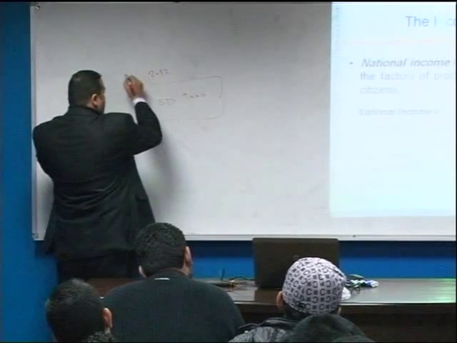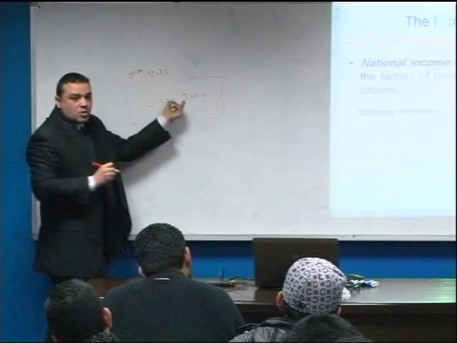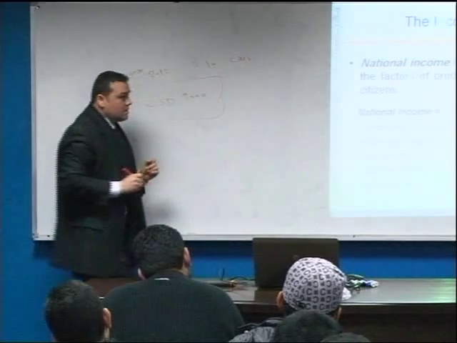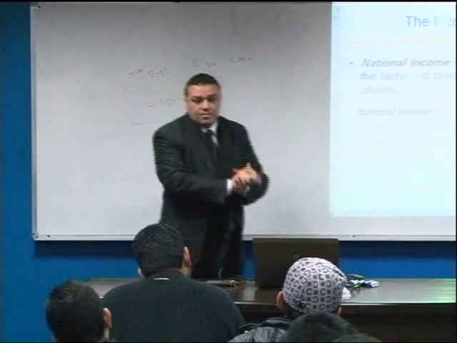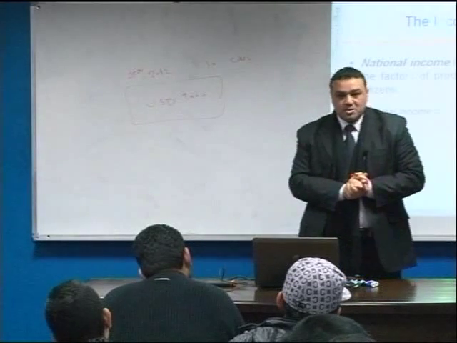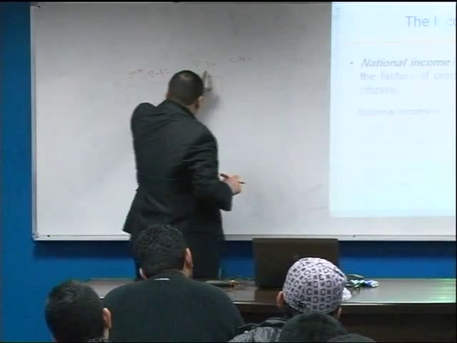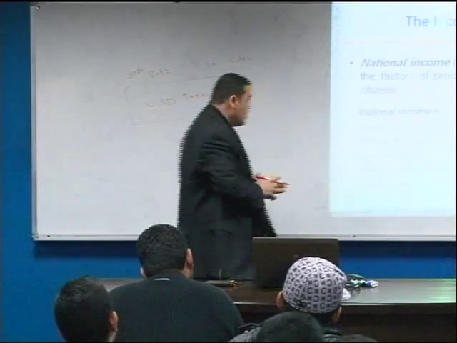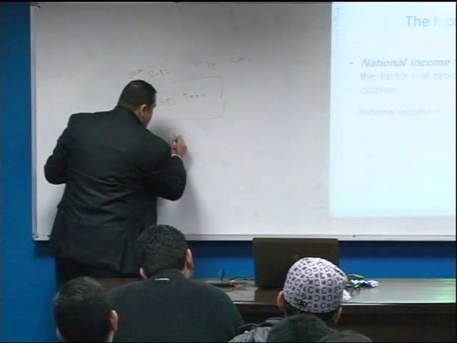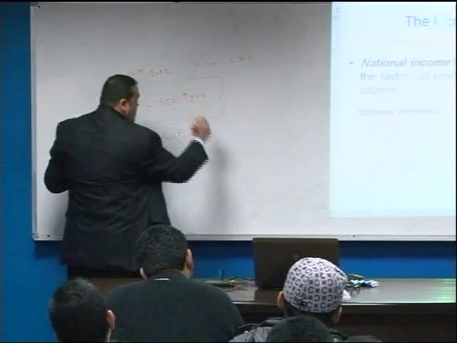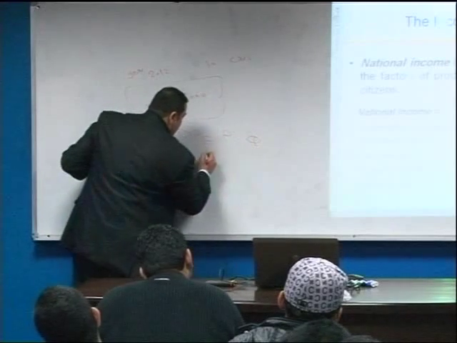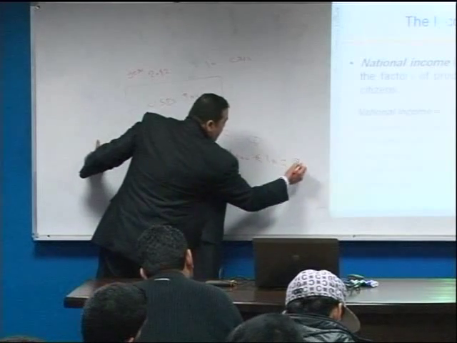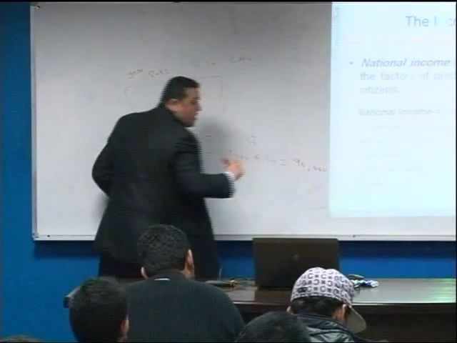In 2012, he produced 10 cars. So the market value of these cars equals how much? The price times the quantity produced. This is the GDP. So the market value of the GDP equals the price, 9,000, times 10, which equals 90,000.